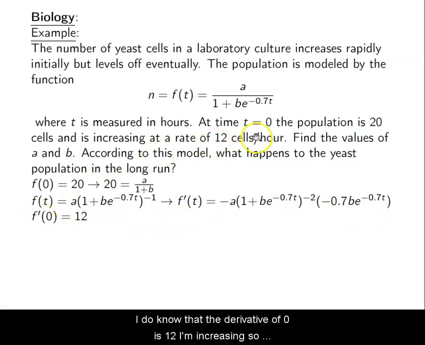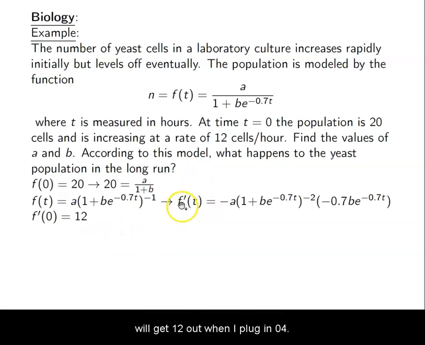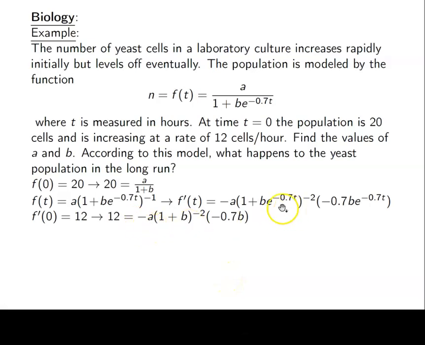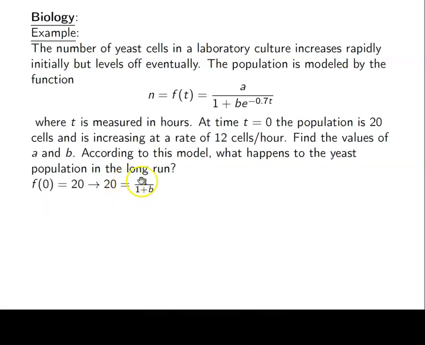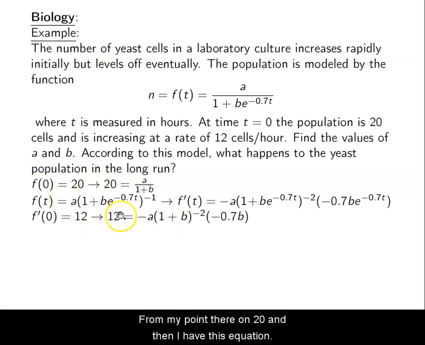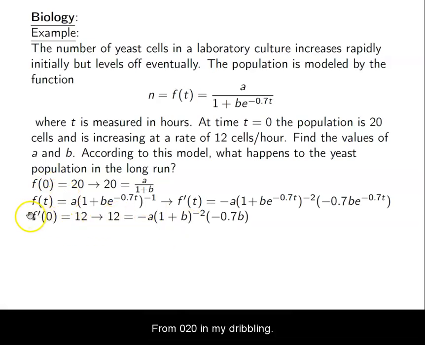I do know that the derivative at 0 is 12. I'm increasing, so it's a positive 12 when time is 0. So I plug this into the derivative, so I will get 12 out when I plug in 0 for t. Okay, so I get 1 plus b. I get negative 0.7 b. So now I have two equations. I have this first one here from my point 0 and 20, and then I have this equation from 0 and 12 in my derivative.